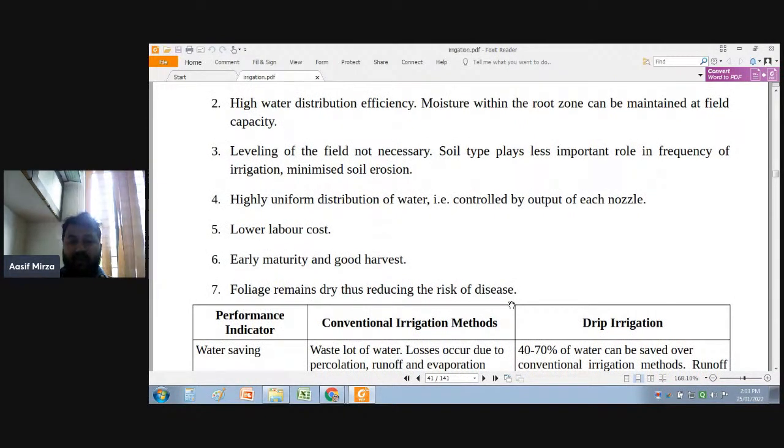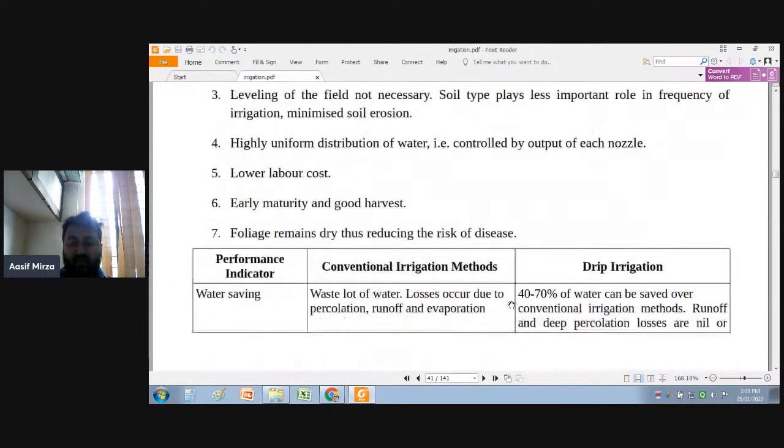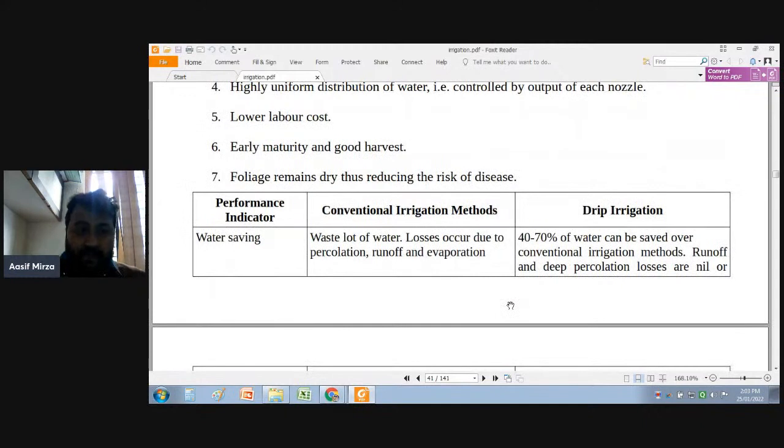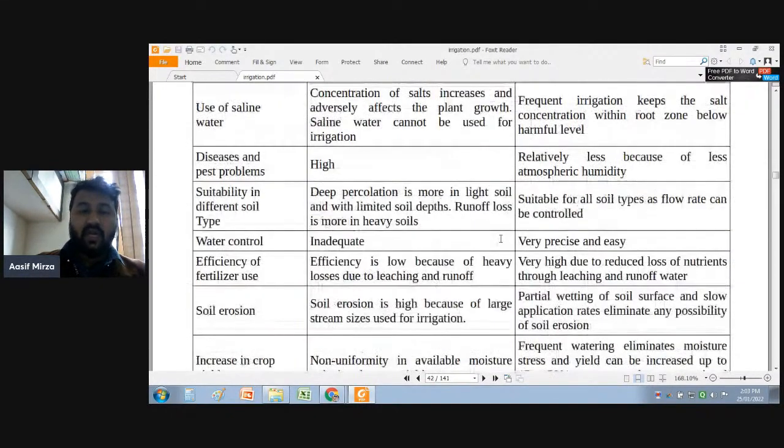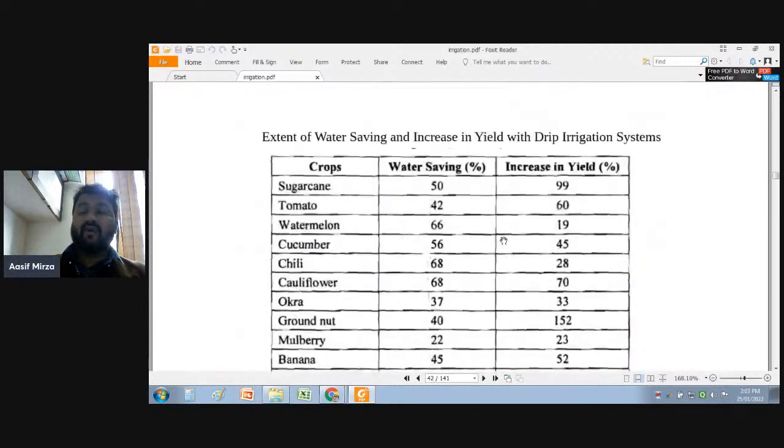Foliage remains dry, thus reducing the risk of disease. Now, when we see the performance indicator, the conventional irrigation method and drip irrigation are divided and classified. So we will skip that because we have to cover many more topics in this particular lecture.